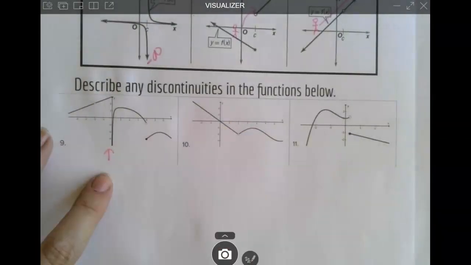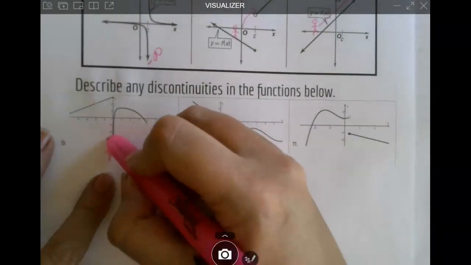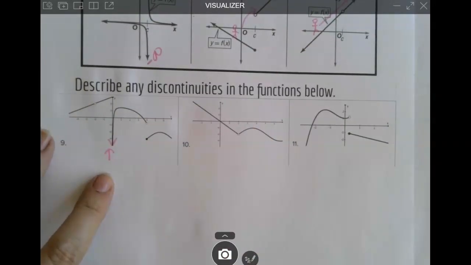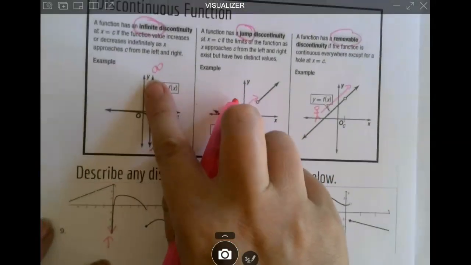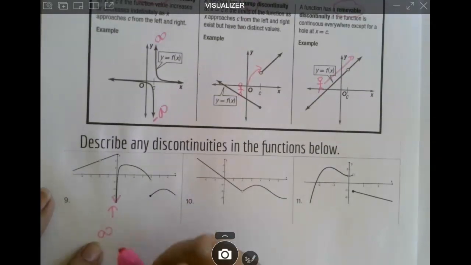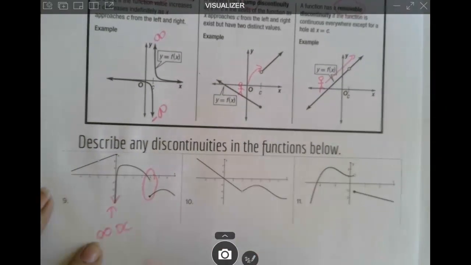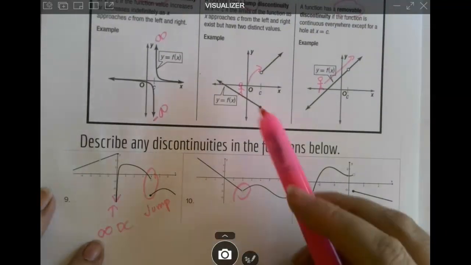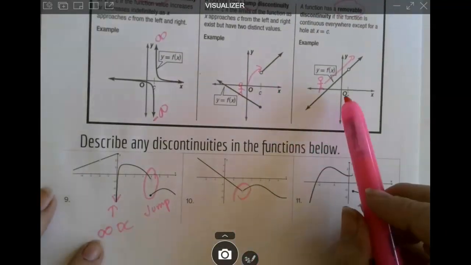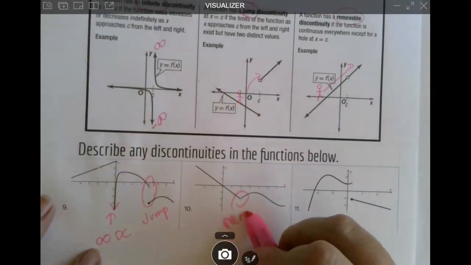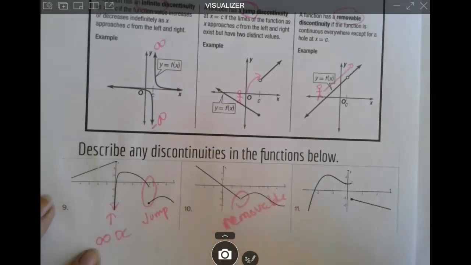Right here, what kind do we have? Well, this one, because this is going all the way to -infinity, this would be an infinite discontinuity. This is an infinite discontinuity. This one right here would be a jump. Then on this one, what's this kind right here? Well, there's no jump in it, so this one right here would just be a removable. Then over here, this one would be a jump, because I would jump from here, jump down.